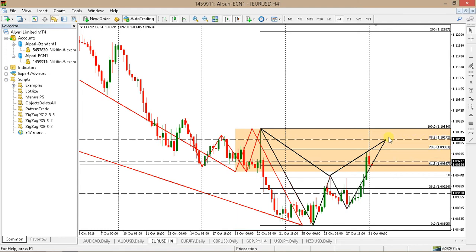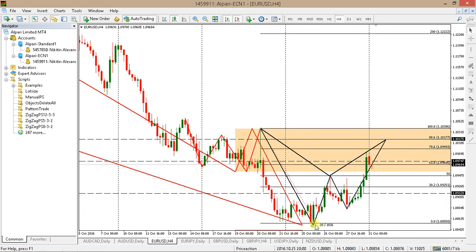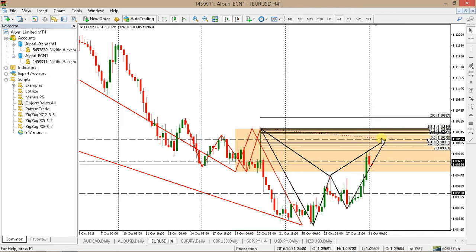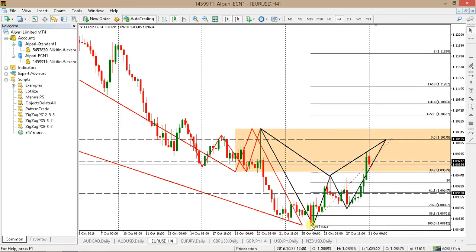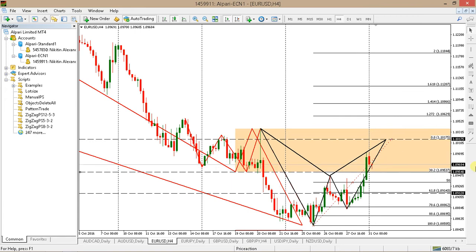A sell limit order is placed here, and let me show you. 382 is the target. Let me use this horizontal line. 382 is the target. So I am expecting this kind of pullback. If we go a bit higher, this would be a pullback at daily resistance zone.